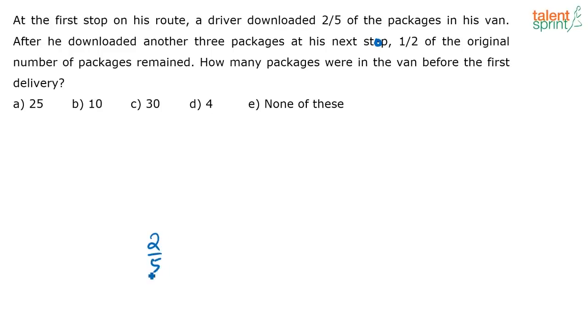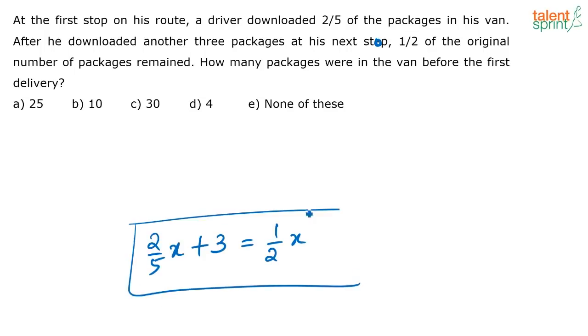See, this 2/5 of the packages that he downloaded plus the 3 packages together, they account for half of the total number of packages. Correct? Actually, yeah, you can write x. So this is equal to 2/5 x plus 3 is equal to half x. Solve for x, you get it as 30. So this is the only step that you actually require to get the answer.